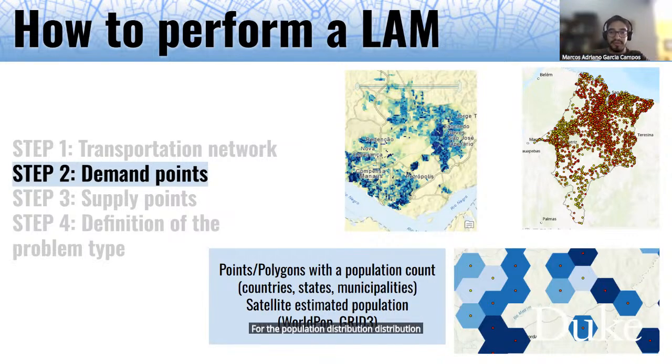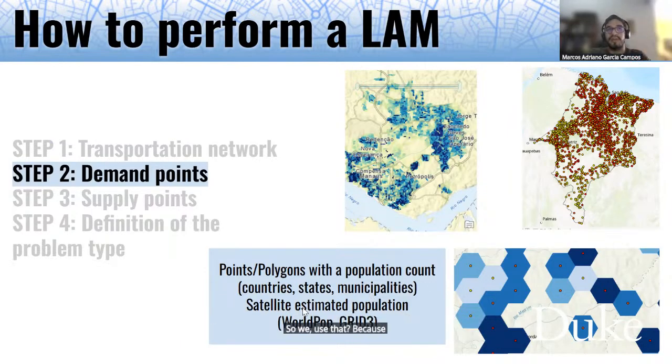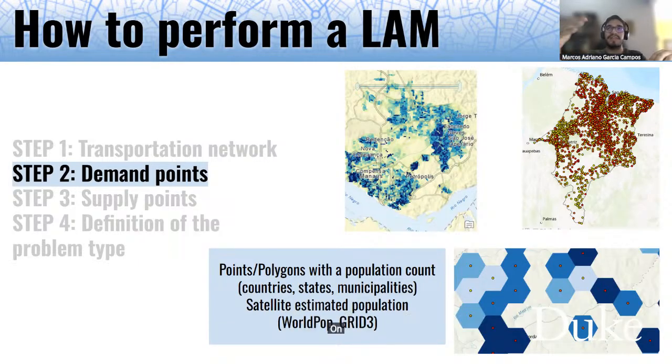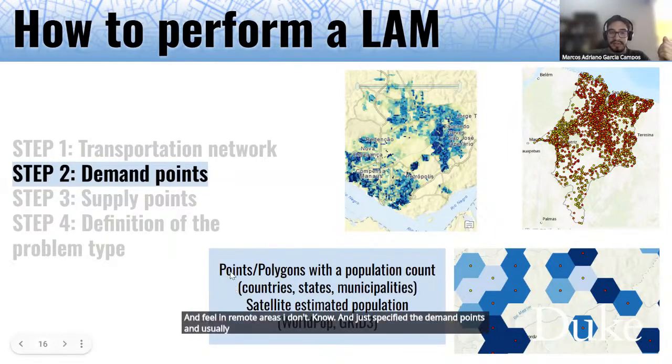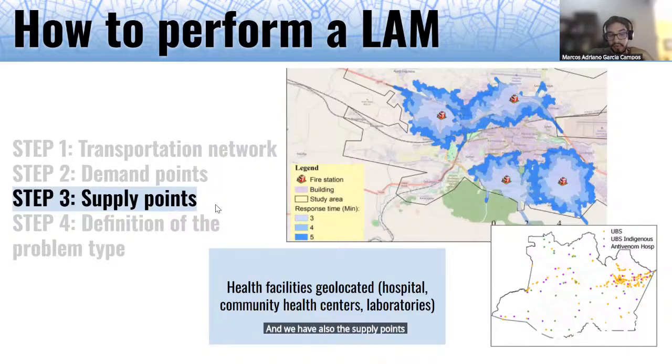distribution in the spatial area, and we can see the density of the population in space. So we use that because we know the population is in different areas. Like we have more population near the sea or near big cities, and few in remote areas. I just specify the demand points, and usually they are represented by points. And we also have the supply points. The supply points refer to geolocated health facilities.